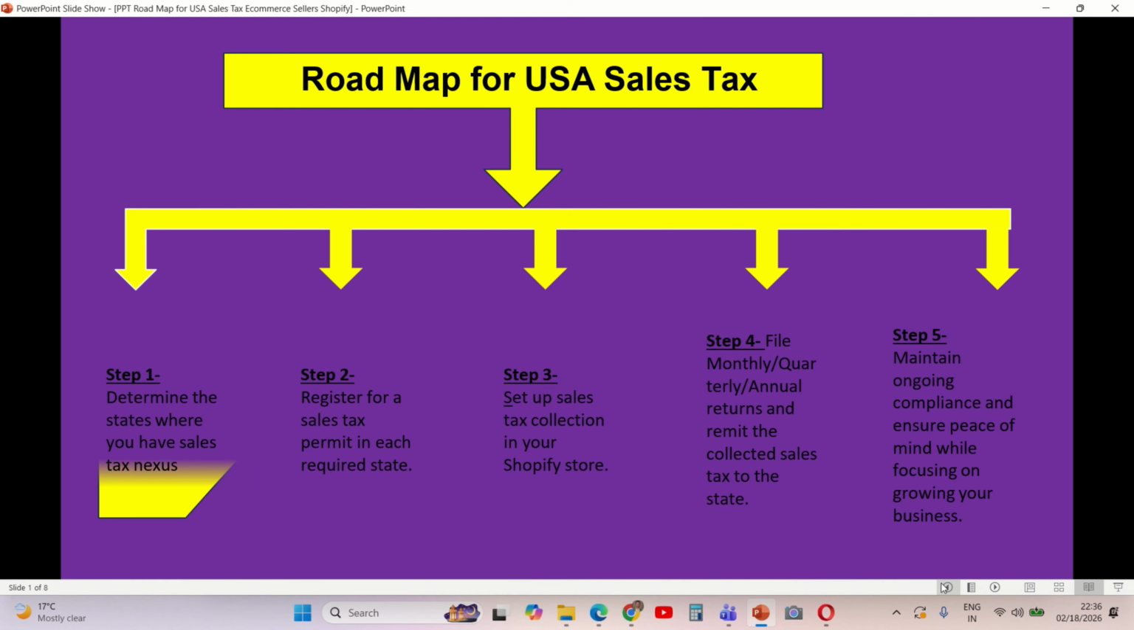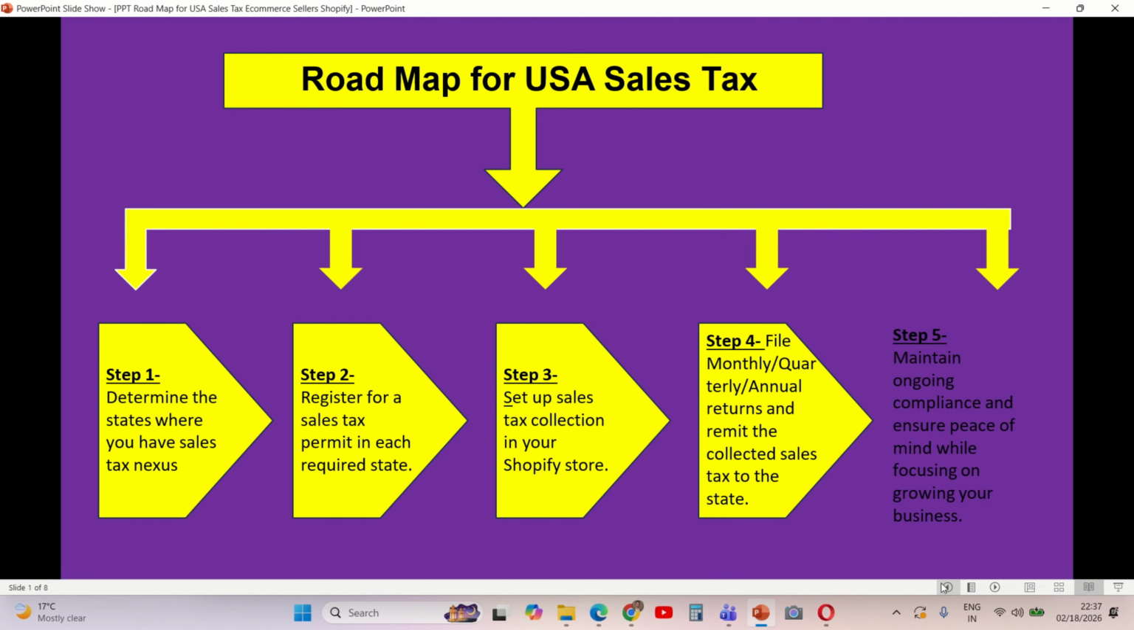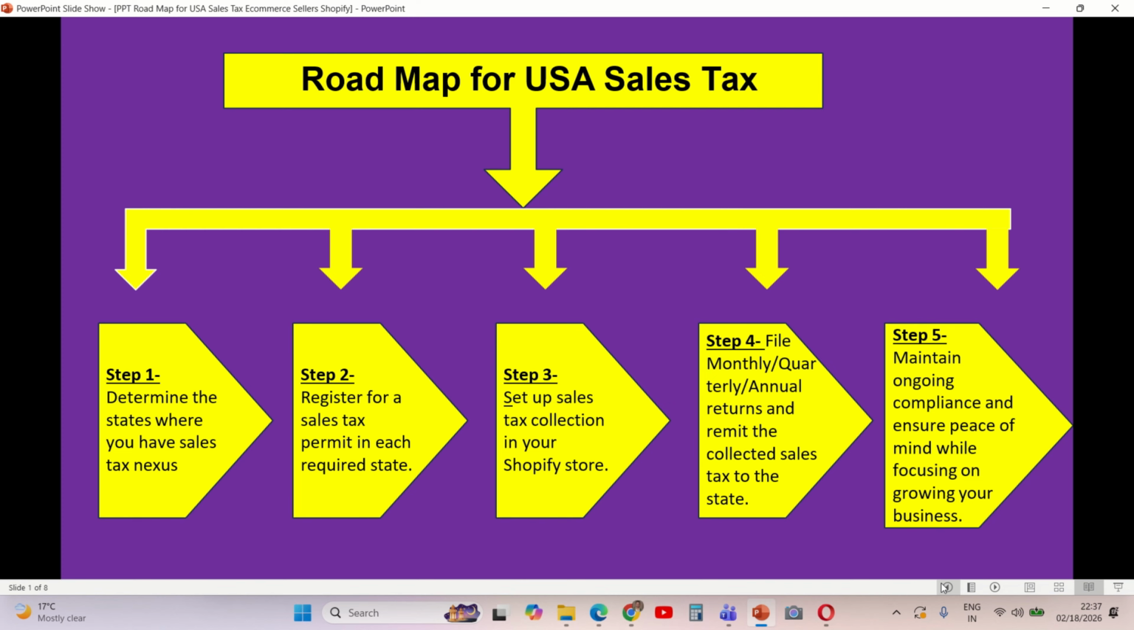Here is the overview roadmap for sales and use tax. Step one is to determine the states where we have nexus. Second is to register for a sales tax permit in each state where you have nexus. Step 3 is to set up sales tax collection in your Shopify store or any other website. Step 4 is to file monthly, quarterly, or annual filings to stay compliant with the department and remit the tax collected from the customers. Step 5 is to maintain ongoing compliance with the department to avoid any future notices.